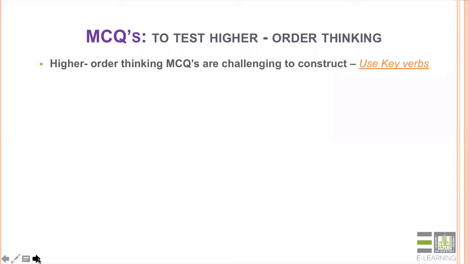But what I have found is that when you're using key verbs from the learning objectives, like I showed in that table, the key verbs help you distinguish which learning objectives require lower level thinking and which require higher order thinking. The key verbs within the learning objectives should help you identify what levels to structure your multiple choice questions.